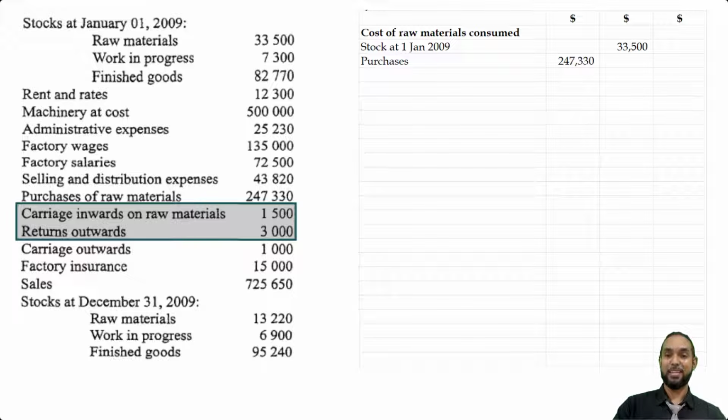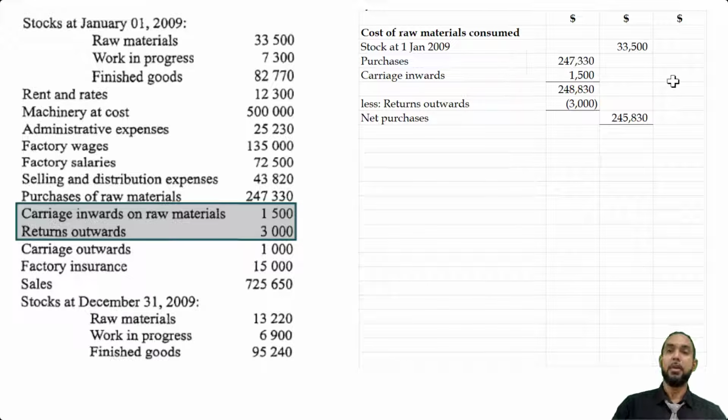So we know we have to add the carriage inwards because that's like delivery charges. And of course, that will therefore form part of the cost of the items you've purchased. The returns outwards figure is subtracted because if you send back goods, you no longer have them. So you can't count them as part of your purchases. So then we're going to add the opening stock to the net purchases, and we're going to get the cost of raw materials available for use.